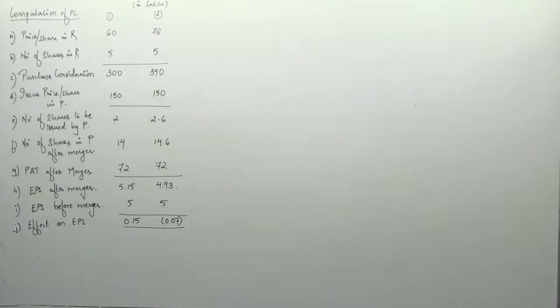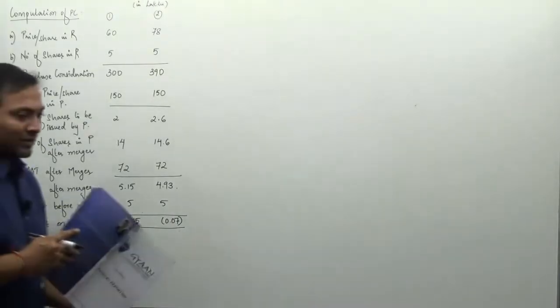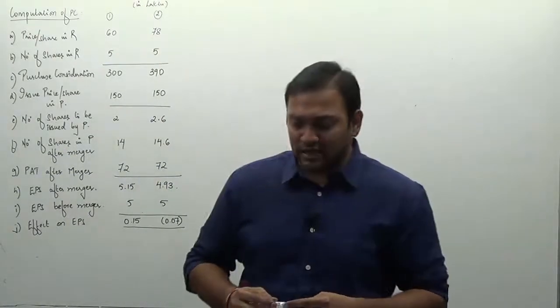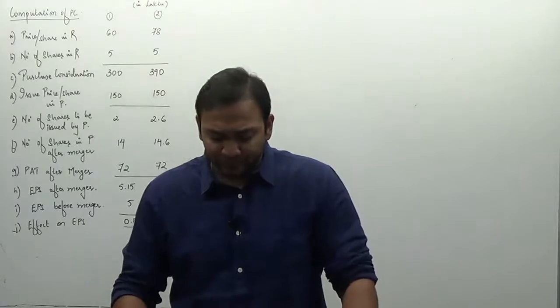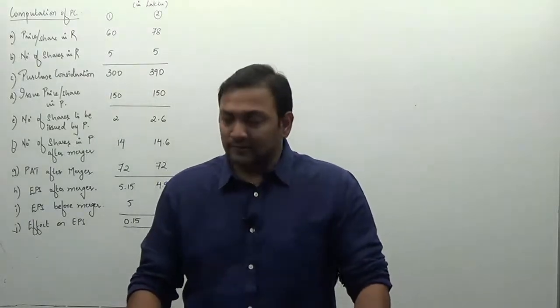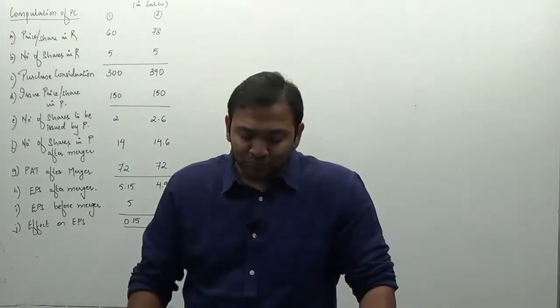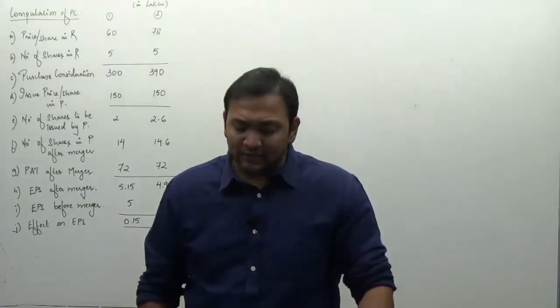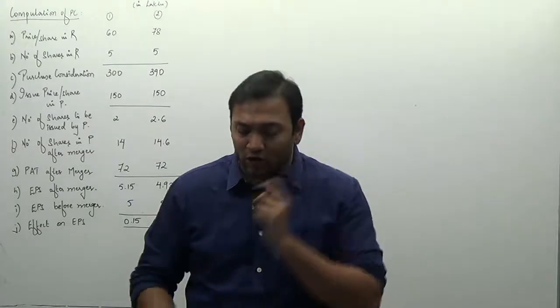That is what he asked. And let's go for the 24th. An elaborate question, guys. Read carefully. The following is a summarized balance sheet as on 31st December of Sun Limited.